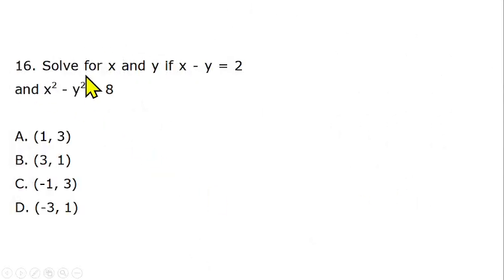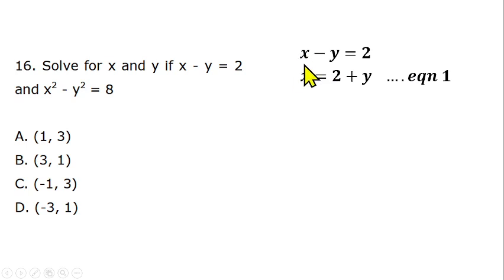So the next question is from simultaneous equation, one linear, one quadratic. You have to solve for x and y if x minus y equals 2 and x squared minus y squared equals 8. So like I said, this is a simultaneous equation. So you have x minus y equals 2.